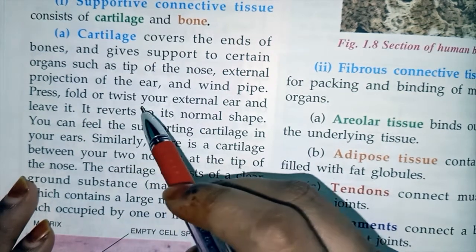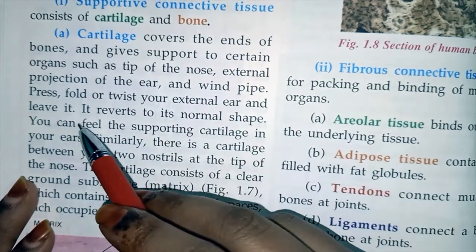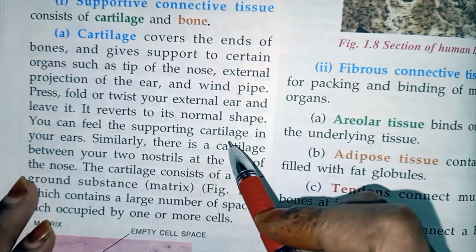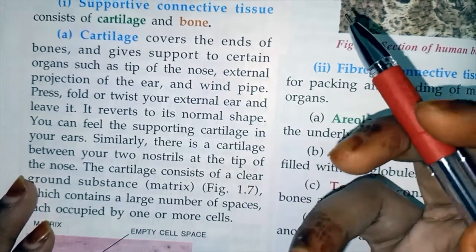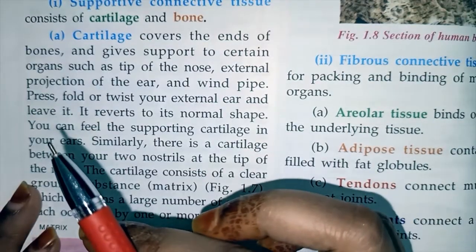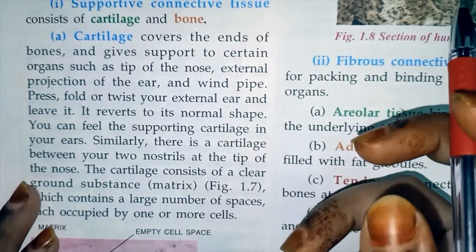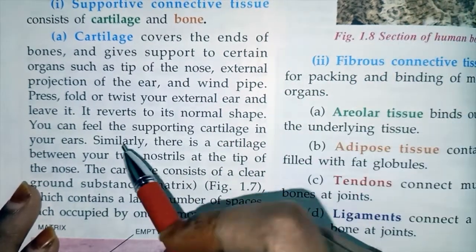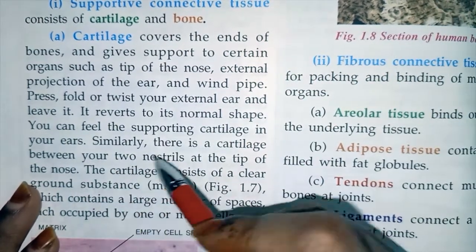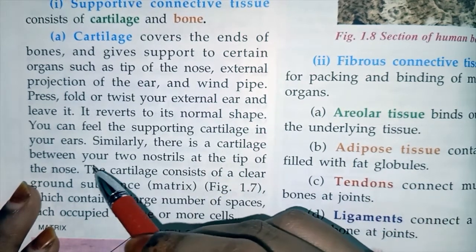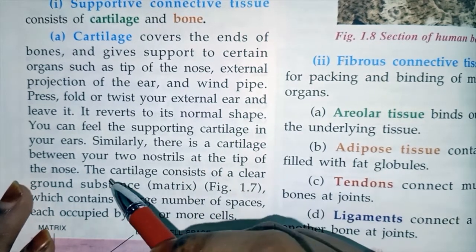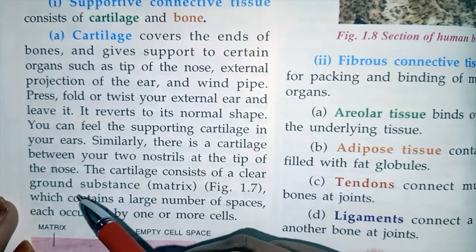Press, fold or twist your external ear and leave it. It reverts to its normal shape. Now you can try this. You can press your ears and then just leave it. It will go back to its normal shape. You can feel the supporting cartilage in your ears. Similarly, there is a cartilage between your two nostrils at the tip of the nose.